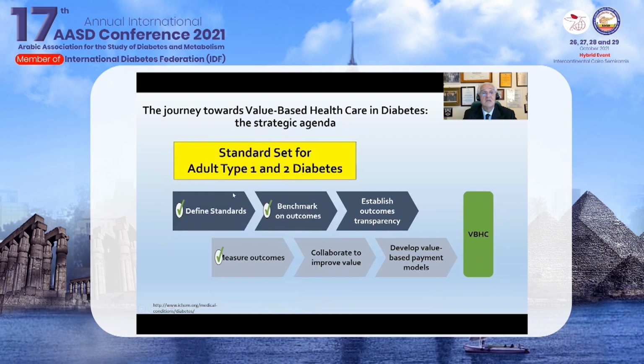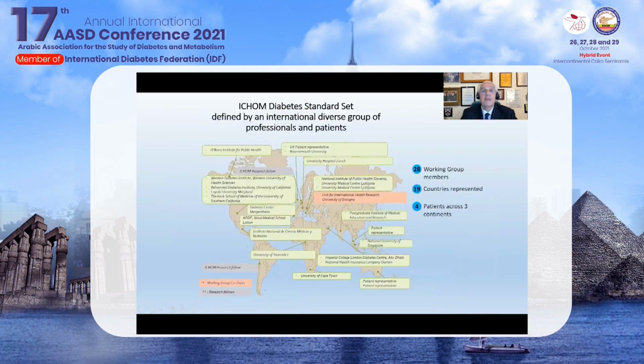And the standard set for adult type 1 and type 2 diabetes has been developed through an ICHOM initiative by an international, diverse group of professionals and patients, which reunited in a working group of 28 participants representing 19 countries and patients across 3 continents. The group was chaired by the Hub for International Health Research and the University of Bologna.